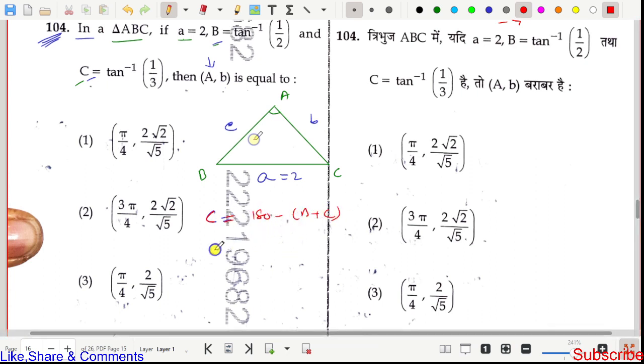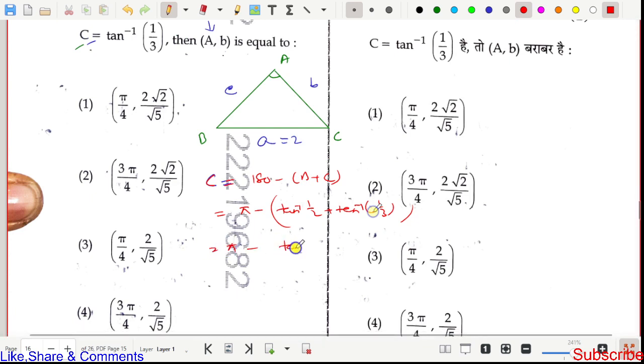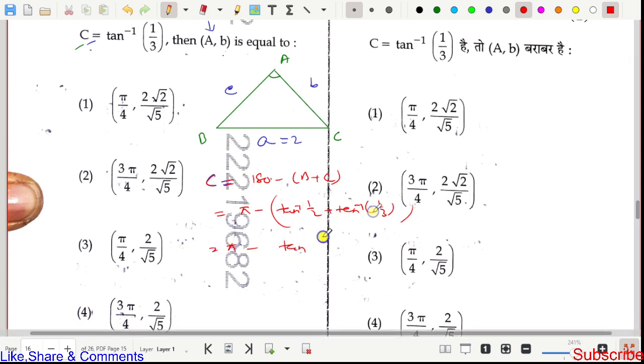There's no doubt here. 180 means pi, and the answer is given in the pi form. Now B plus C, where B is given as tan inverse 2 and C is tan inverse half. So tan inverse half plus tan inverse 1 by 3. Now we can simplify this. We know the formula: tan inverse A plus tan inverse B equals tan inverse of A plus B divided by 1 minus A into B.